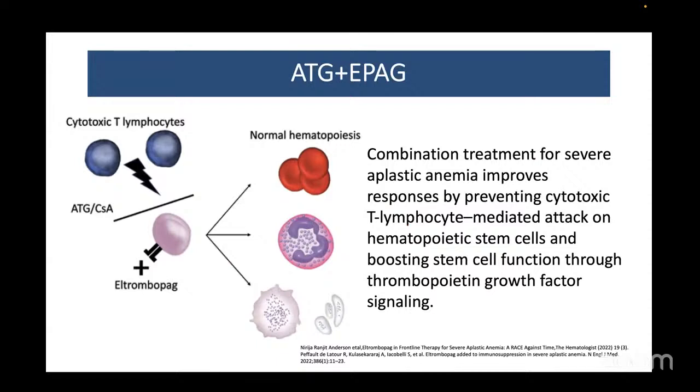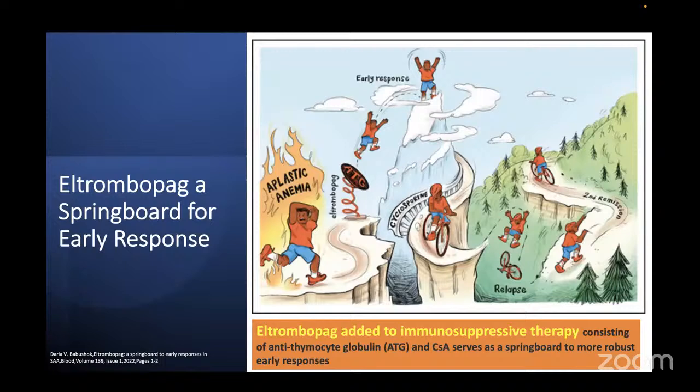Now, here comes the game changer molecule, the eltrombopag. So, combination of treatment for severe aplastic anemia improves responses by preventing the cytotoxic T lymphocyte mediated attack on the hematopoietic stem cells. That is the one part. And the second part is boosting stem cell function through thrombopoietin growth factor signaling. So this Trimurti works very well in severe aplastic patients, increasing the success rate like never before.